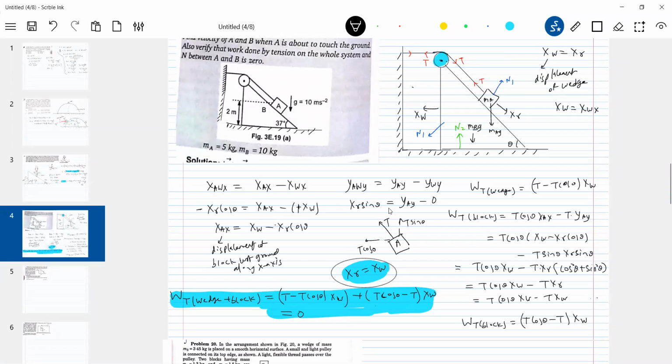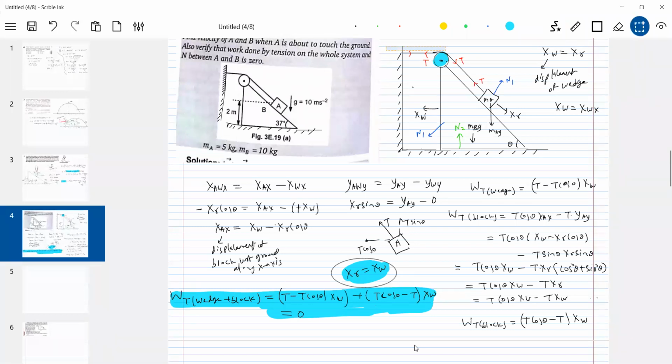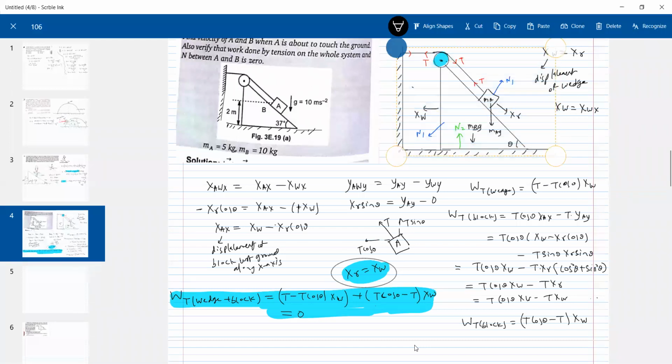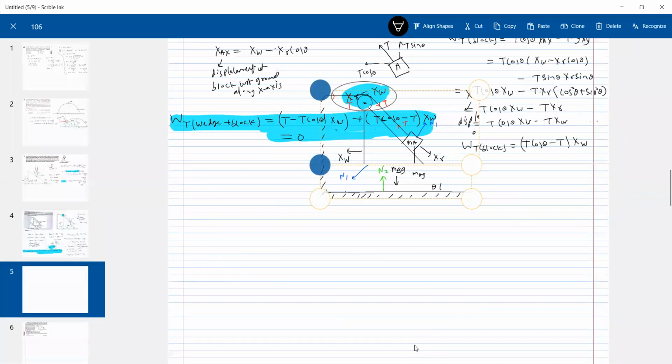Next part, work done by normal contact. We have to show where all normal contact force is acting on the block and on the wedge, no? So work done by normal contact, how much it is? N1 sine theta into XW. Is it clear from the diagram? I'll paste this. Let's proceed here.